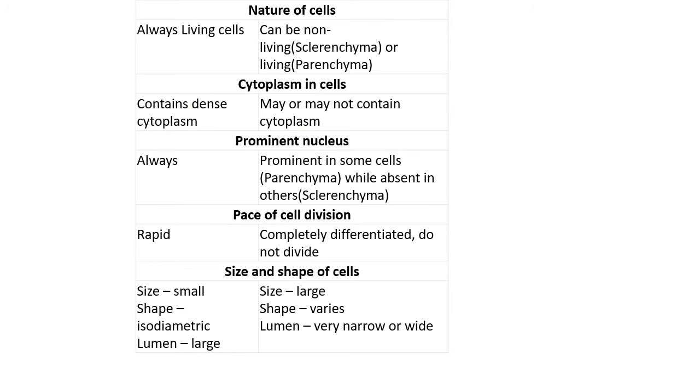Let's move to the next: nature of cells. The meristematic cells are always living. You will see that meristematic cells are in a continuous state of division, so they are always living. While if we look at the permanent tissues, it's not necessary that they are living. For example, sclerenchyma is a non-living tissue, while parenchymatous tissue is a living tissue. So permanent tissues can be living or non-living, while meristematic tissues are always living.